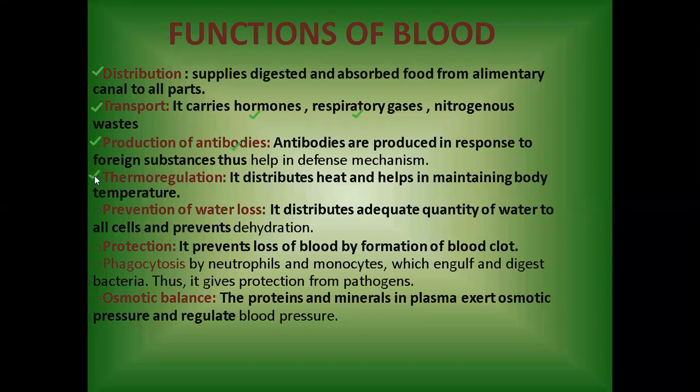Another function of the blood is to keep the body temperature constant. Our normal body temperature is 97 degrees Fahrenheit. In winter, in summer, in all seasons, our body temperature remains the same. That is due to blood, and this is called thermoregulation. Thermo means temperature.